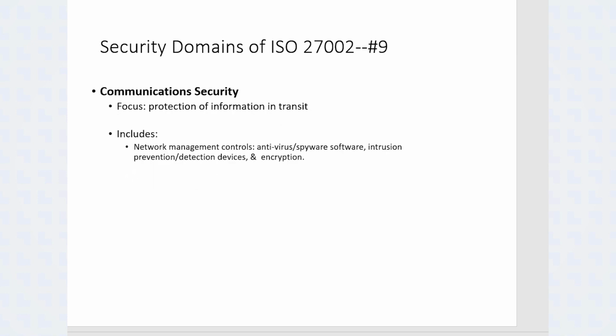Communication security deals with information in transit. Here you're going to have a number of network controls in place, such as antivirus software, spyware software, intrusion prevention or detection, and encryption. Those are all part of your communications domain.